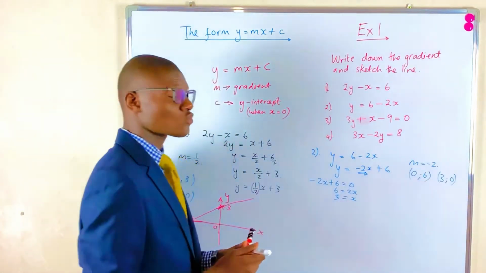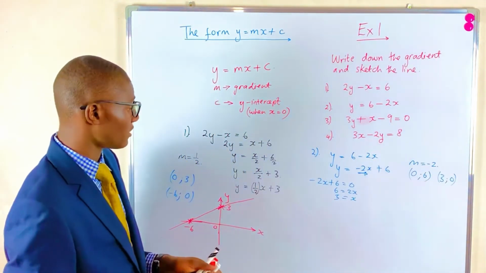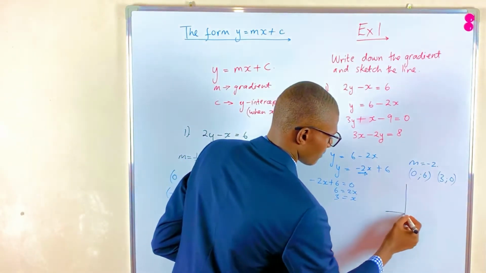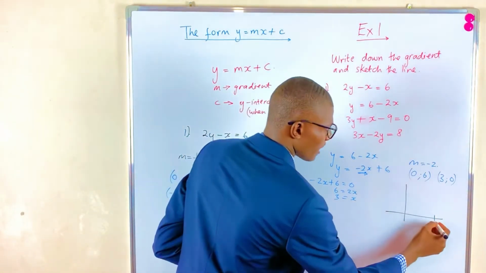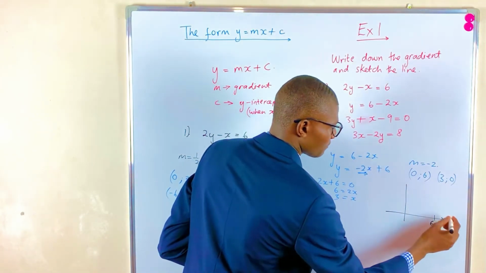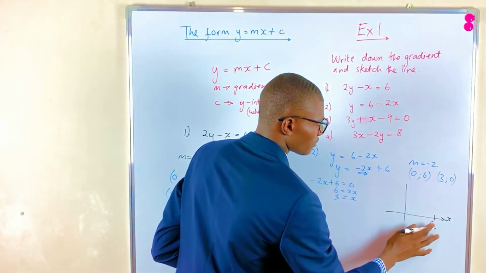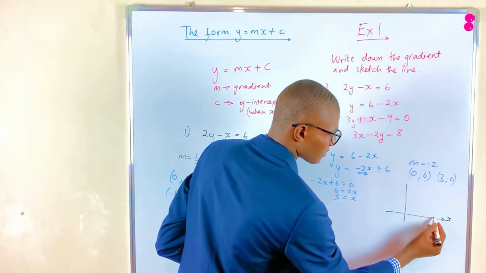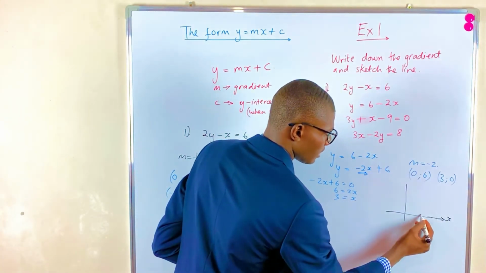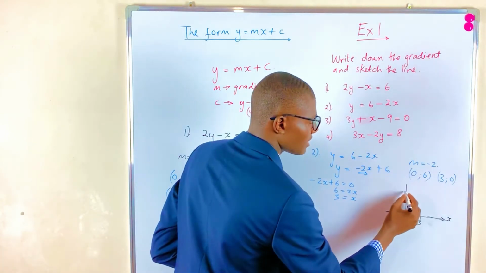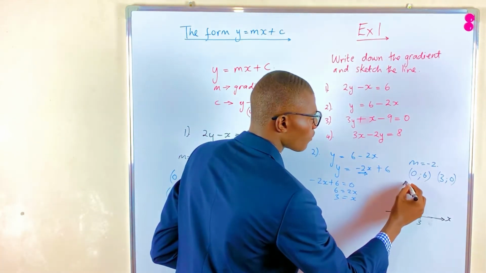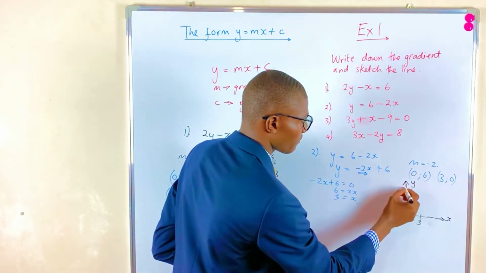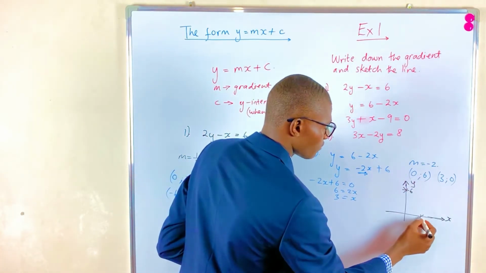So now we use those intercepts to come up with the sketch. So we're saying we've got this. We need 3 on the x-axis. Then we need 6 on the y-axis here, such that 0, 6 would be here, and then 3, 0 would be there.